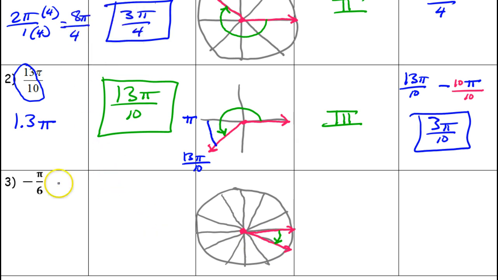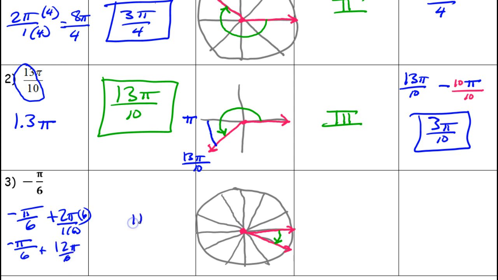Now I could get that just by addition. I can find a coterminal angle by adding 2 pi, and if I want a denominator of 6, then I would have to multiply by 6. So this would be like having negative 1 pi over 6 plus 12 pi over 6, which of course is the 11 pi over 6 that I just spoke about. Okay, so that is the coterminal angle between 0 and 2 pi. And this is the sketch.